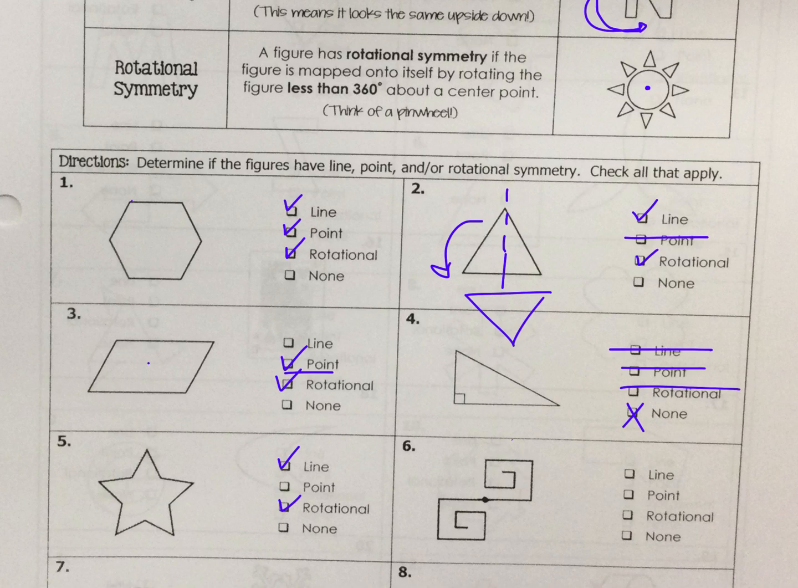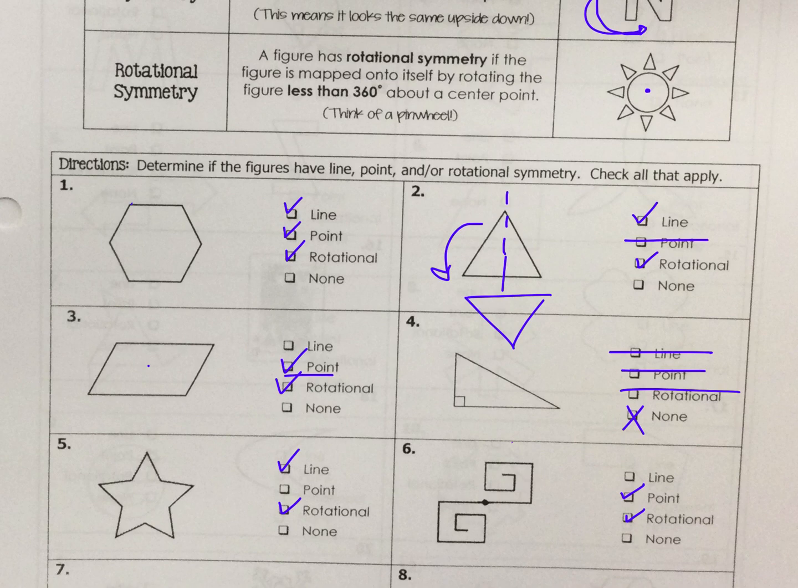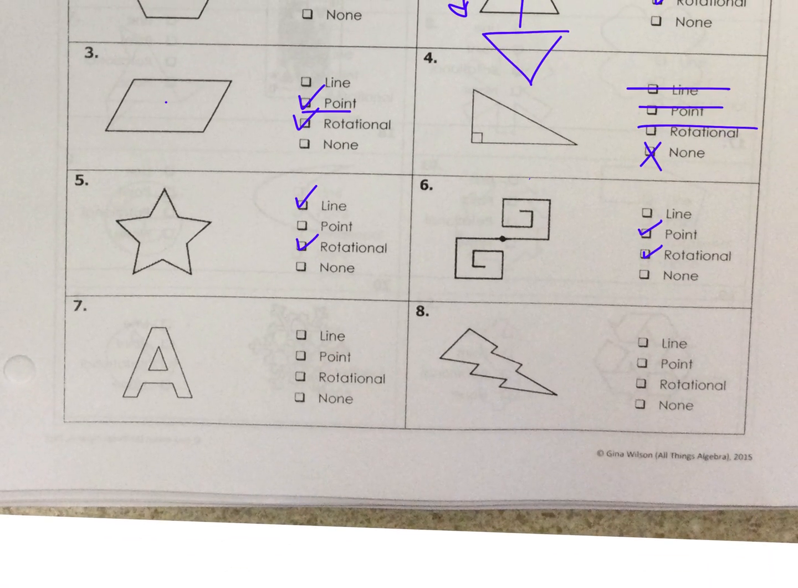This next one, no line symmetry. But I could turn it upside down and it would look exactly the same, which means I can rotate it and it'll look exactly the same. The letter A, we definitely have that line symmetry, but if I put it upside down, it would look like that, which doesn't look like the first image, and I can't rotate it either.